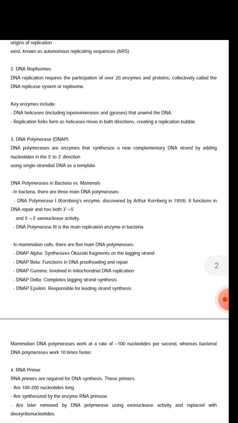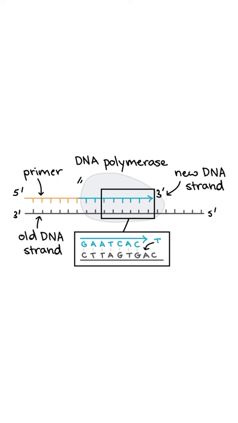So what this DNAP, or this DNA polymerase, does is that it adds nucleotides together and makes sure they form the giant molecule called the polymer, or the DNA itself is a polymer. So the DNA polymerases are enzymes that synthesize a new complementary DNA strand by adding nucleotides.